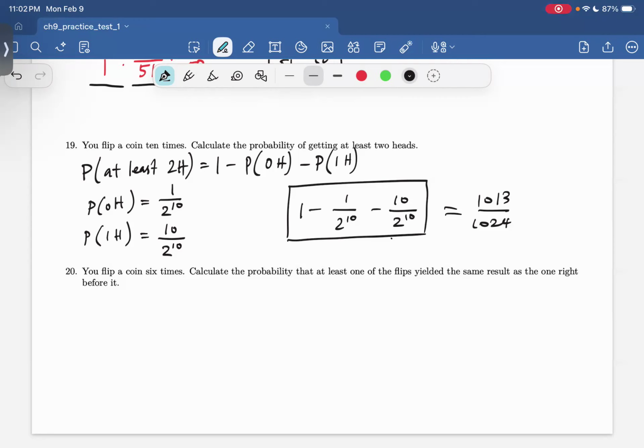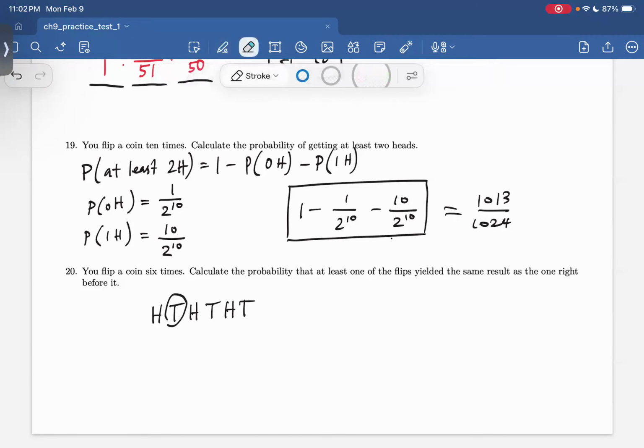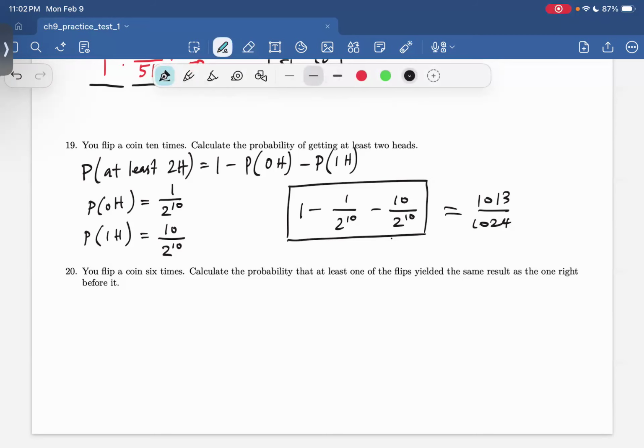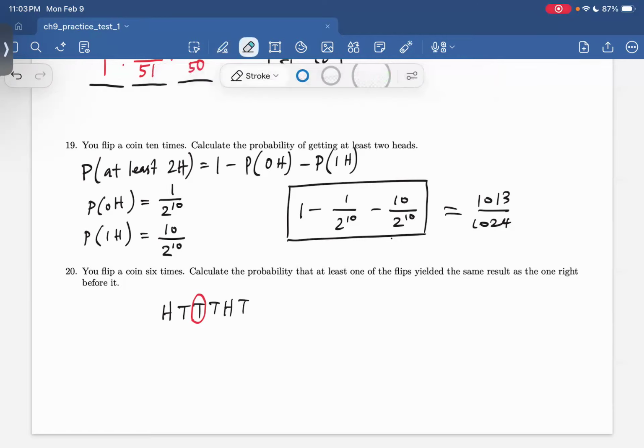So here's what I'm thinking. H, T, H, T, H. For this sequence, did at least one of the flips yield the same result as the one right before it? The answer is no, right? All of them are different. Or what I mean is that each one is totally different than the one that came right before it. However, maybe there's something like H, T, T, T, H, T. Right? Here, in this case, the T here is the same result as the one that came right before it. So that would work.